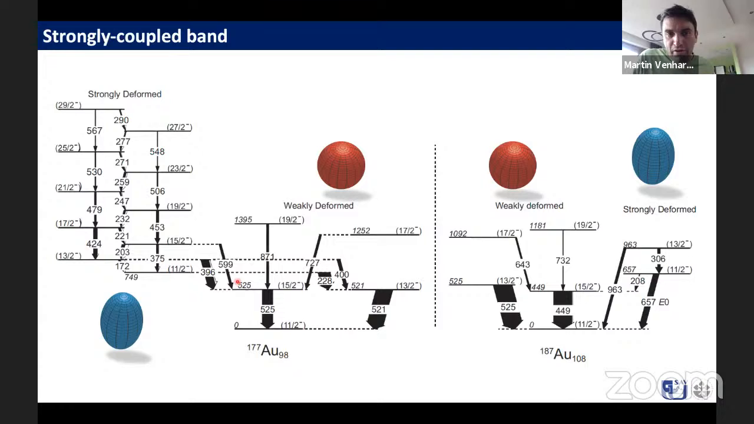And also for the weakly deformed structure, it works. If you look here, it looks quite similar. Like this corresponds to that, this corresponds to that. Then you have this, which is here this, then you have this and this. Also the energies are slightly different, but not really a big difference between them. However, if you look at heavy gold, you don't see anything like this.